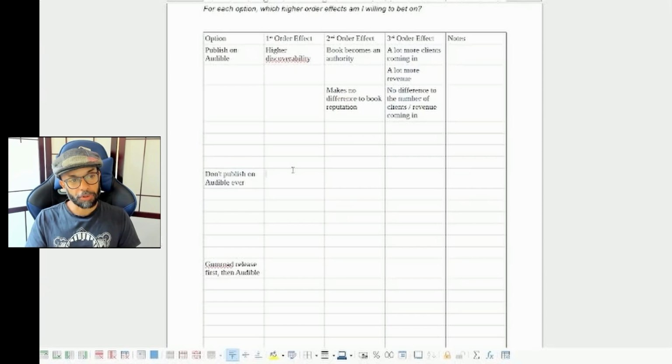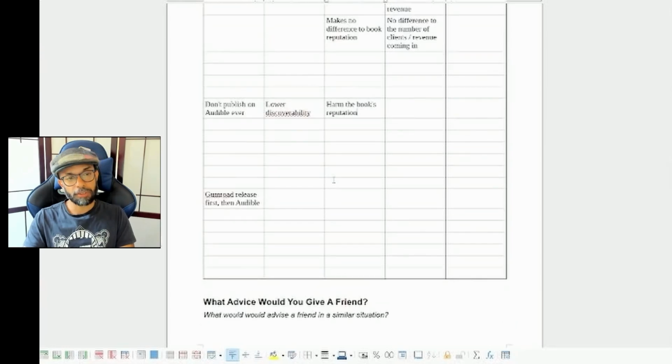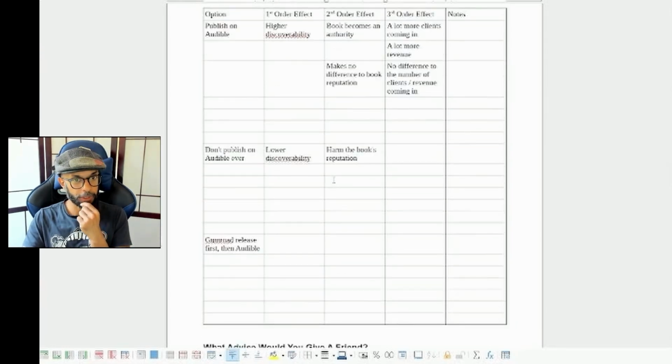So don't publish on Audible ever. So I think it'll probably be lower discoverability. And as a result, would I say that it would harm the book's reputation? Yeah, I think this is a bit of a tough one to work through. And my brain's a bit frozen on this one at the moment. So I'm just going to go to Gumroad release first, then Audible.